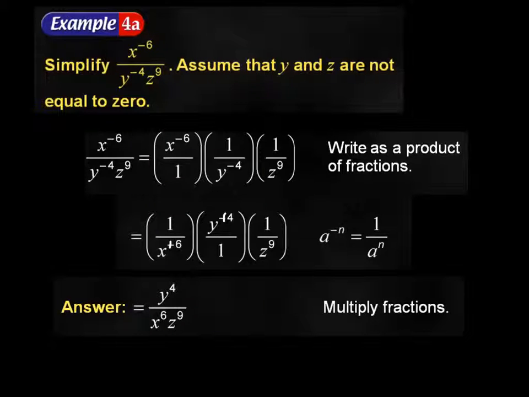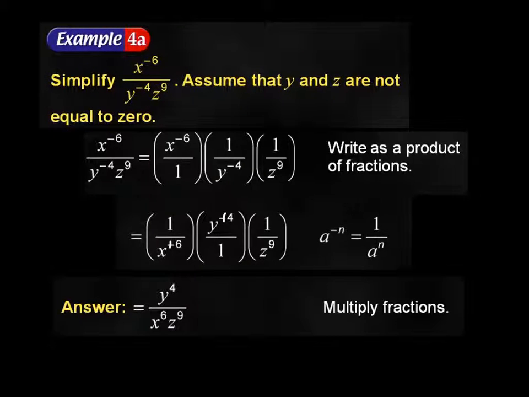And since 1 times anything is itself, ta-da. Now, for me, I would simply look at those and go, hey, you have a negative exponent. You need to go to the other side. And then we're done. And the z stays where it is.